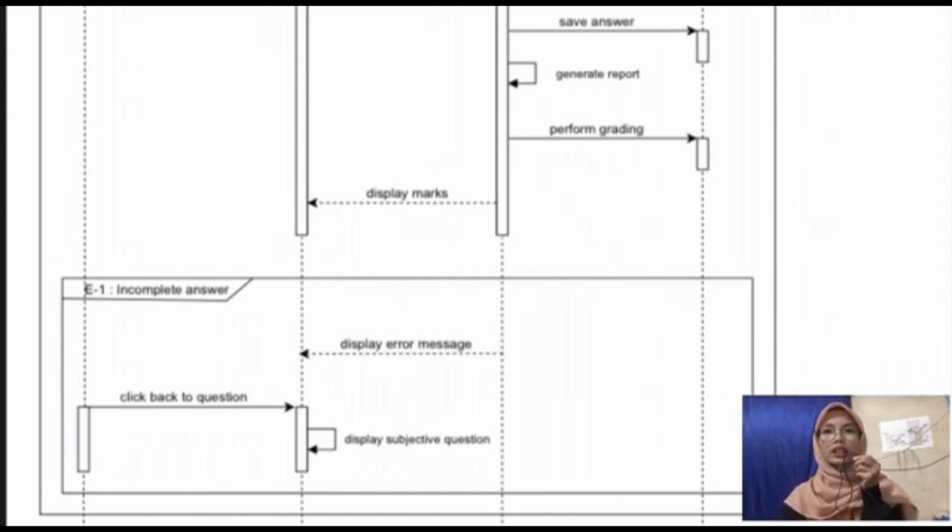Then quiz manager will check the student answer and get the student answer from the data store. It will verify student answer. If incomplete, it will display error message, and student needs to click back to the question and it will display subjective question back, so that student will answer again the question that has not been answered.